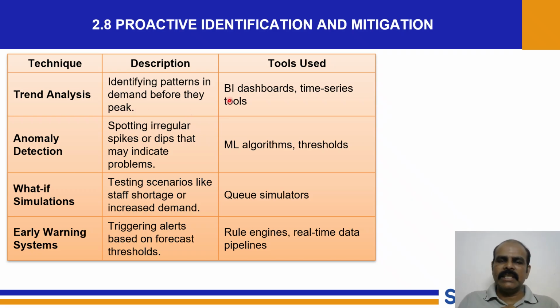For that we are going to use, say, Power BI dashboards, which can be used before it matures, before it reaches the peak, so we'll be in a position to understand. Time series tools are going to be highly helpful in this regard. Then anomaly detection, spotting irregular spikes or dips that may indicate a problem. There might be some time frame when the society is free, and there might be fluctuations or high demand. We'll be able to understand that through clustering aspects, where ML algorithms or threshold activities will help us solve the process.